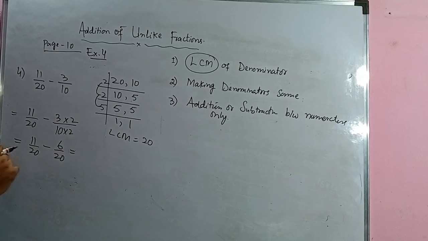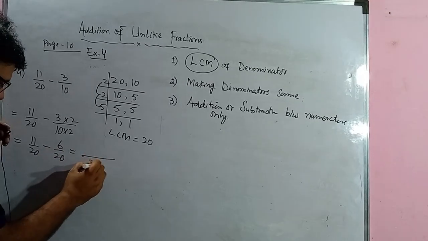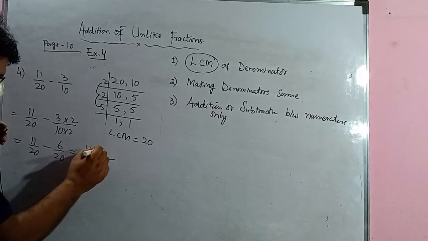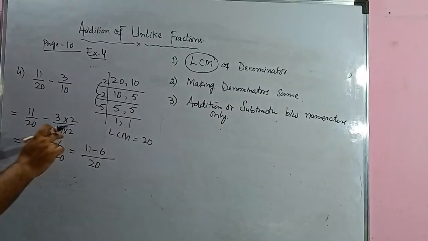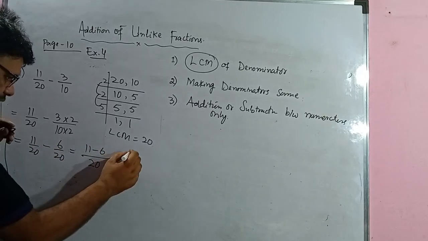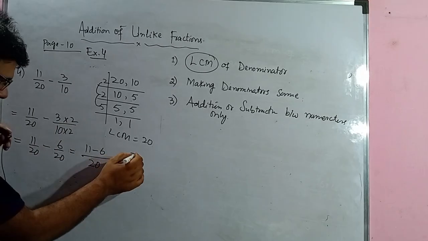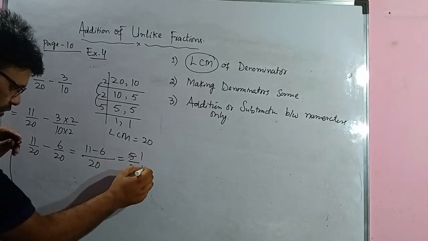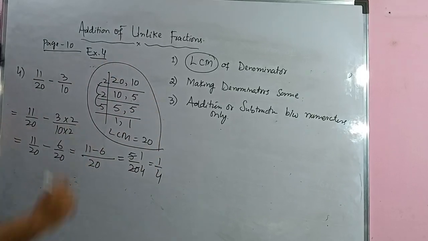Now they are like fractions here. 20, it's 11 minus 6. Addition or subtraction between numerators only. Now if there is addition or subtraction, we should do it between numerators only. It is 5 divided by 20. Now check here the cancellation. Yes, 5 1s are 5, 5 4s are 20. So 1 by 4 is the answer of the question.